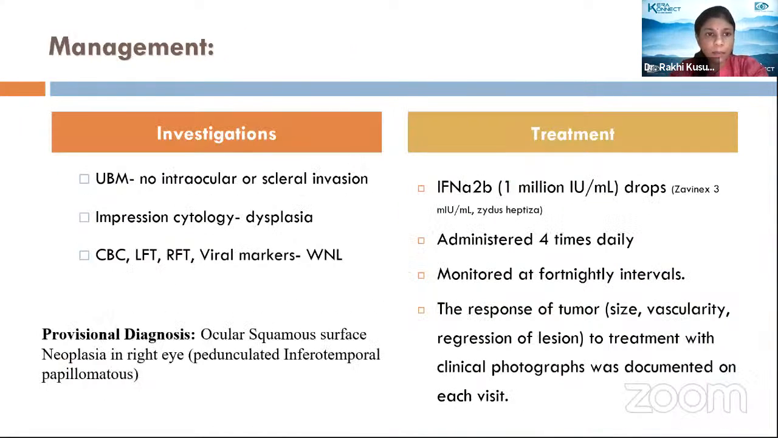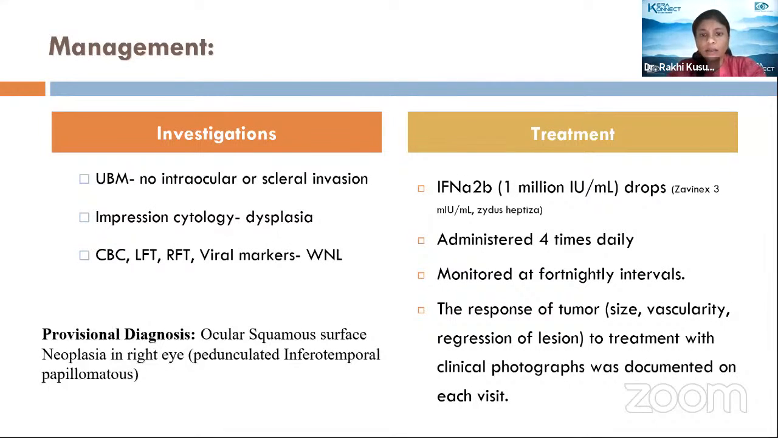Next slide, please. So we did a UBM to rule out any intraocular and scleral invasion. The sample was sent for impression cytology, and few dysplastic cells were seen. Laboratory parameters showed normal results, including CBC, LFT, RFT, and viral markers. So we provisionally diagnosed this case as an OSSN, pedunculated, inferior temporally located, and of papillomatous morphology.